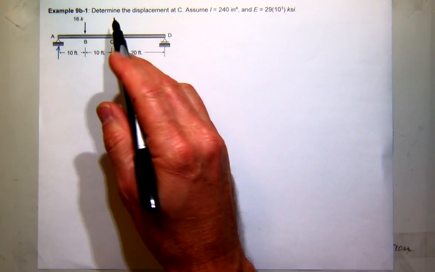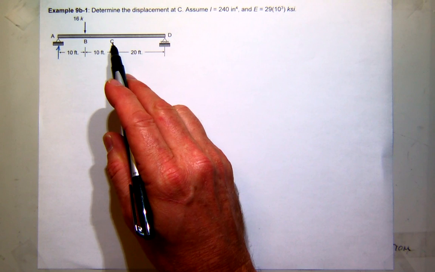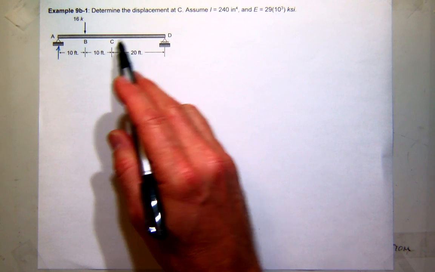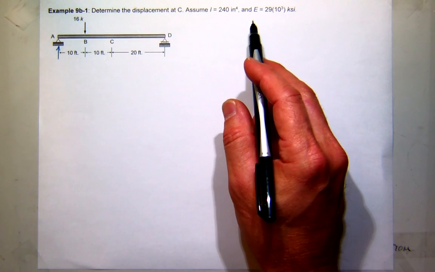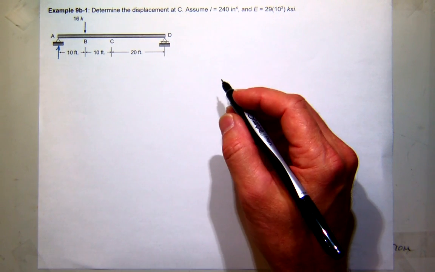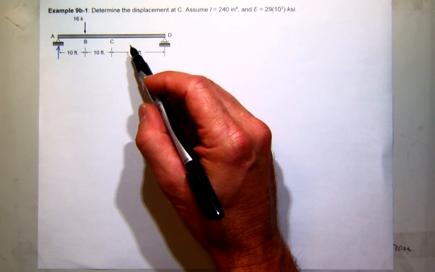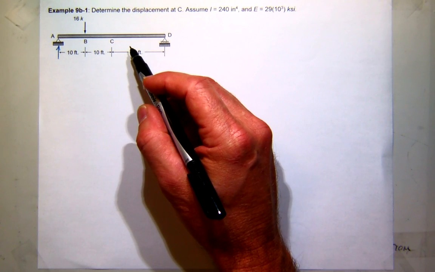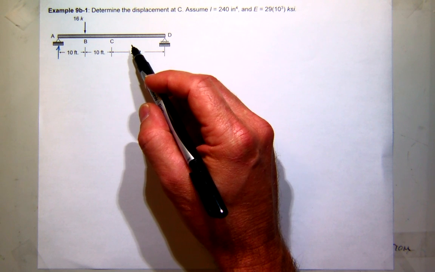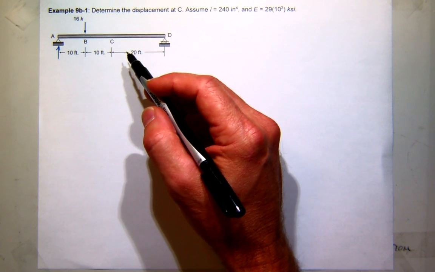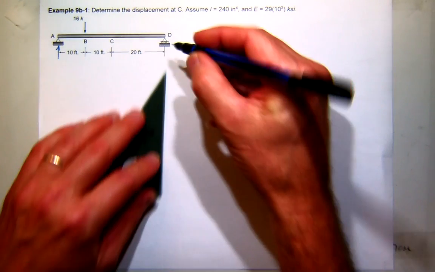Okay, so we want to determine the displacement at C. We have values for I and E, and we're going to use virtual work, not direct integration. We've worked a problem similar to this for conjugate beam, so this would be maybe a little compare and contrast. So let's start by defining the real moment in the structure.